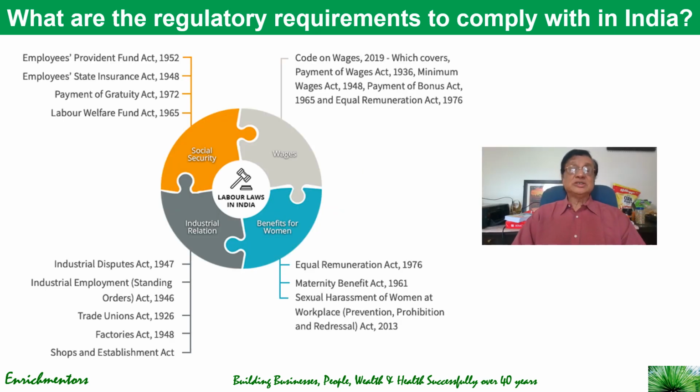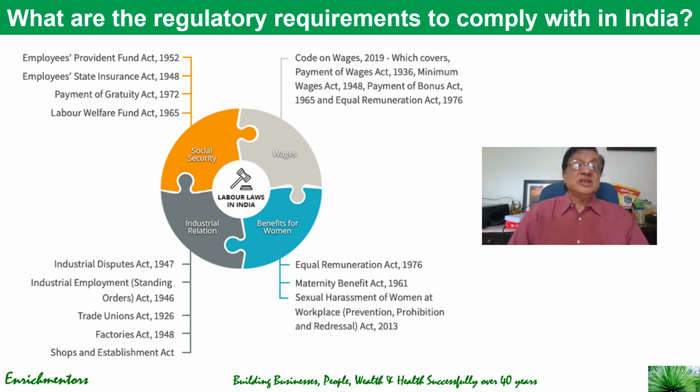So there are many laws. If you look at the regulatory requirement, it can be split into a couple of areas. One is what is related to wages, the salaries. So there is the Code of Wages 2019, which covers the Payment of Wages Act, 1936, Minimum Wages Act, Payment of Bonus Act, 1965, and Equal Remuneration Act, 1976. So you need to have someone look at all the requirements and tell you how far you are meeting these requirements, and the relevant people in your organization need to be made aware of that.